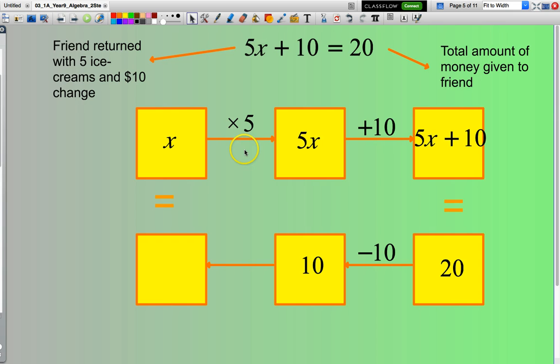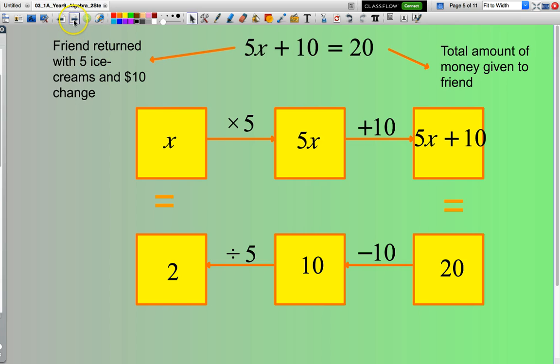Now, look up here. I multiplied by 5. So the opposite to multiplying by 5 would be dividing by 5. So 10 divided by 5 equals 2. So I could say for this one, each ice cream would have cost $2. Let's just check here. 5 times 2 is 10, plus another 10 is 20. So you could say that I have solved that correctly.